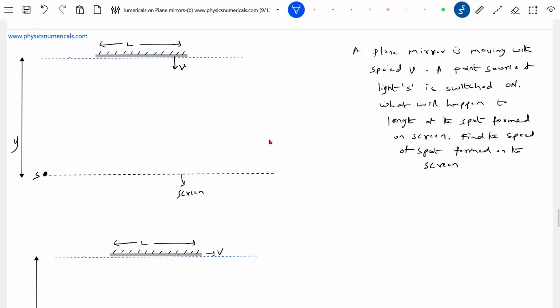If I move the spot, there's a mirror. There's a source here which will emit light. There's a mirror. I'll move the mirror with a velocity, with a speed v, in the vertical direction. Now, what are the questions? What will happen to the length of the spot formed on the screen? This is a screen.